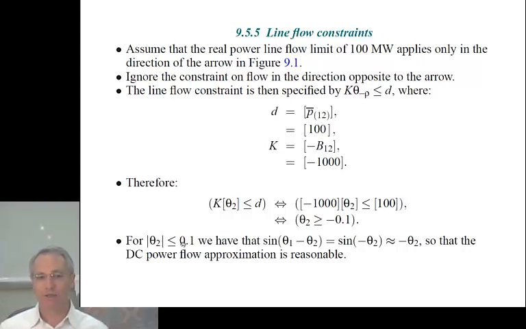So notice that if theta 2 is greater than minus 0.1, we could observe that the absolute value of theta 2 is less than 0.1, and in those cases, the sine of theta 1 minus theta 2, which is equal to the sine of minus theta 2, is pretty well approximated by the small angle approximation. That is to say, we've verified that for the conditions that are relevant to feasible line flows, the small angle approximation that justifies the DC power flow approximation is pretty reasonable.